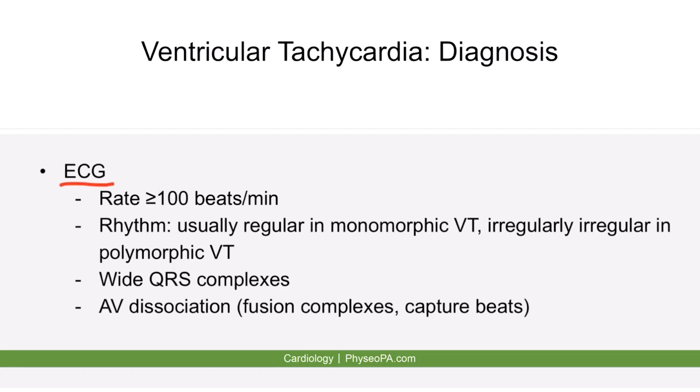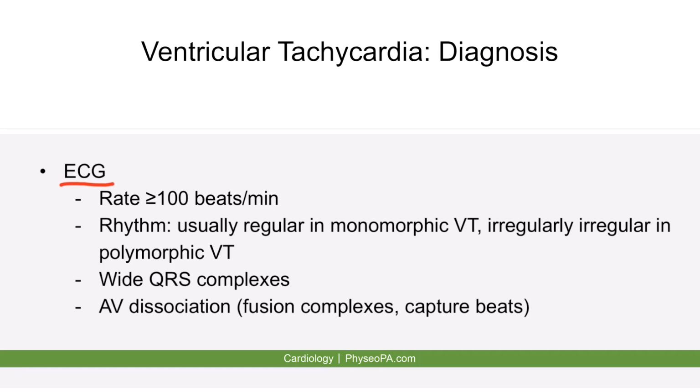The rate is usually tachycardic, 100 or more beats per minute. The rhythm is usually regular if VT is monomorphic, while it is irregular in polymorphic VT. The patients have a wide QRS complex due to ventricular origin of the arrhythmia. There may be signs of dissociation between atrial and ventricular activity. This is seen when the P waves are dissociated from the QRS complexes and may even be hidden within them.